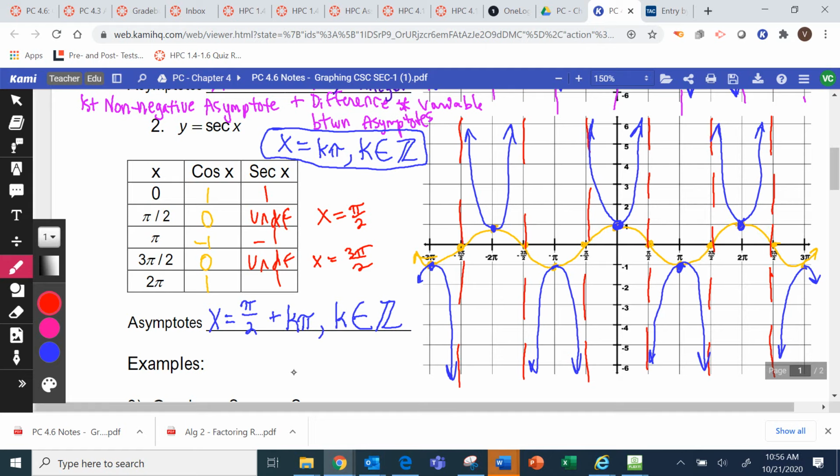So anytime the point is the higher point, it's going to open up. If it's the lower point, it's going to open down. And after these two, I'm not going to draw that sine or cosine graph in there. So you'll see it without that little squiggly in the middle. Okay?